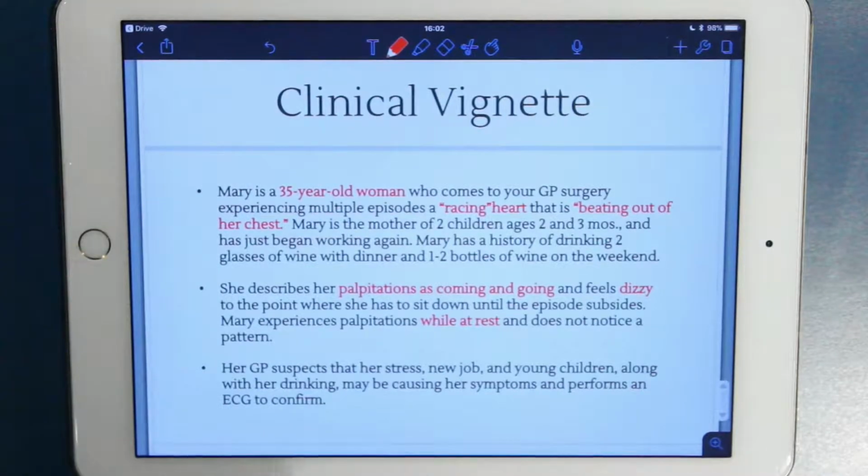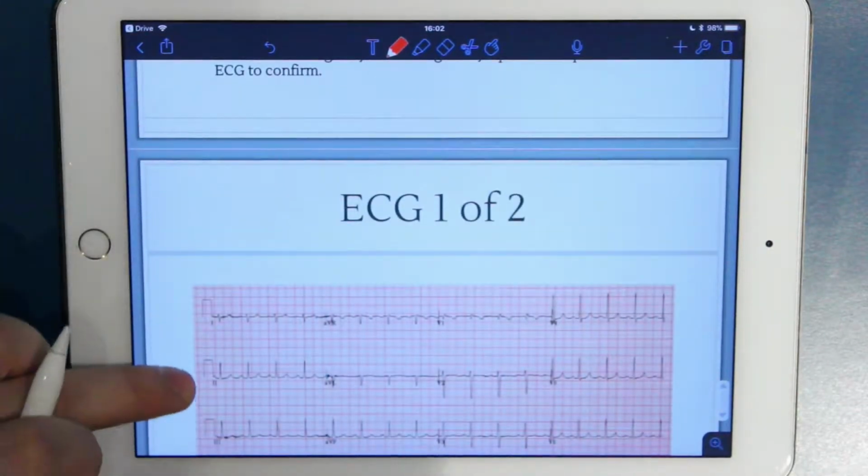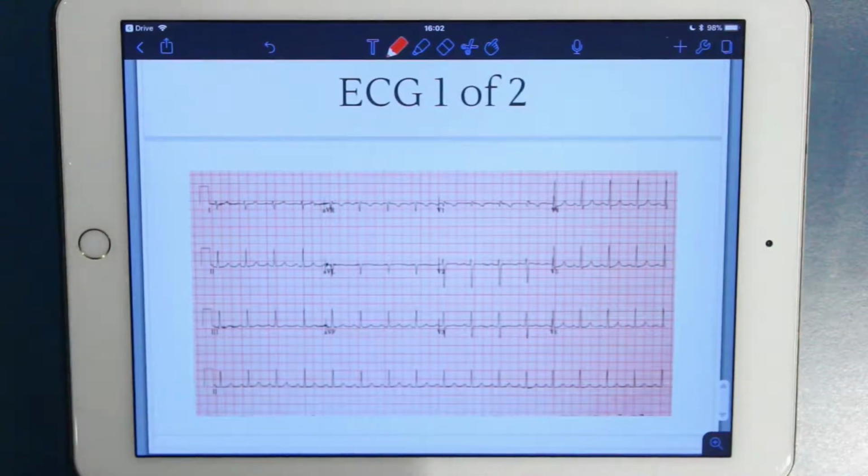Welcome everybody to this week's ECG of the Week tutorial. Here's our clinical vignette from earlier in the week. Feel free to pause it so you can remind yourself of some of the characteristics of our patient before we go on. So let's take a look at this patient's ECG.